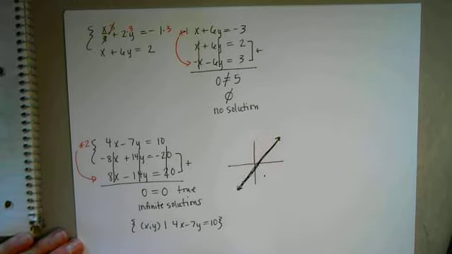Alright, that's it. This is an important section because you have to be able to do this before you can do 3 variables, which is coming up. So get that done and make sure you know it.